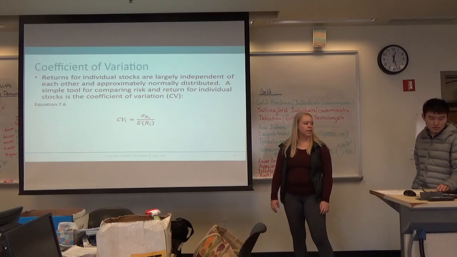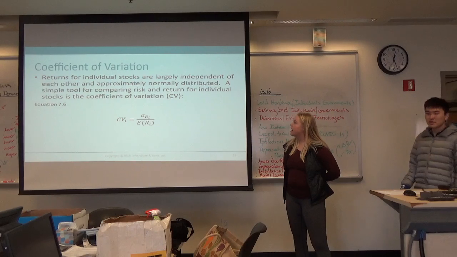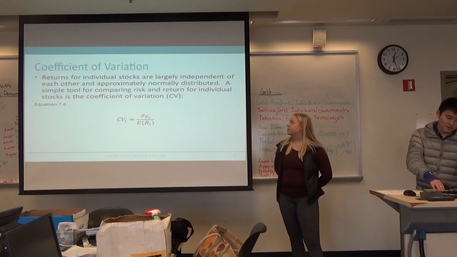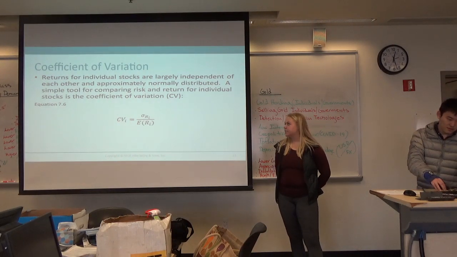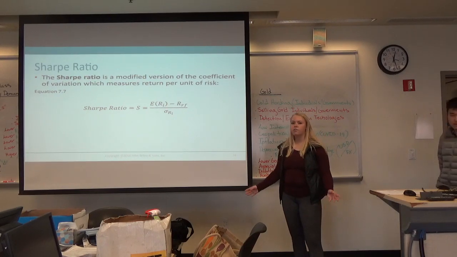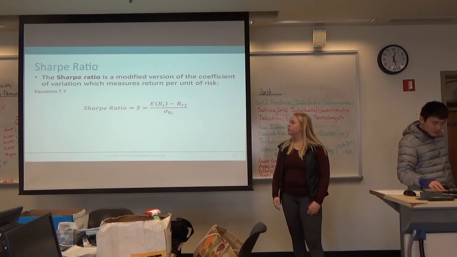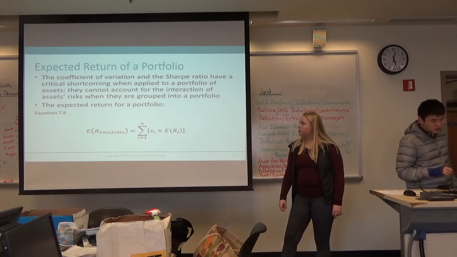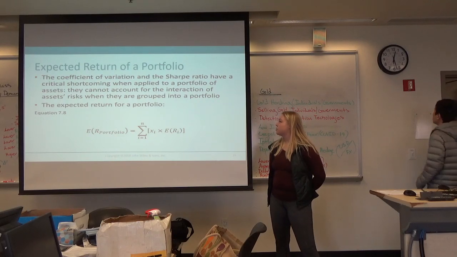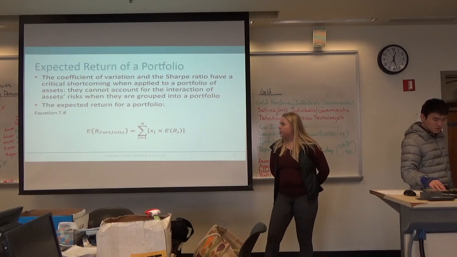The coefficient of variation, also in our pretest: returns for individual stocks are largely independent of each other and approximately normally distributed. Simple tools for comparing risk and return for individual stocks: the coefficient of variation is right there. The Sharpe Ratio is a modified version of the coefficient of variation. It measures the return per unit of risk. So the expected return of a portfolio. The coefficient of variation and the Sharpe Ratio have a critical shortcoming when applied to a portfolio of assets. They cannot account for the interaction of asset risks when they're grouped into a portfolio.